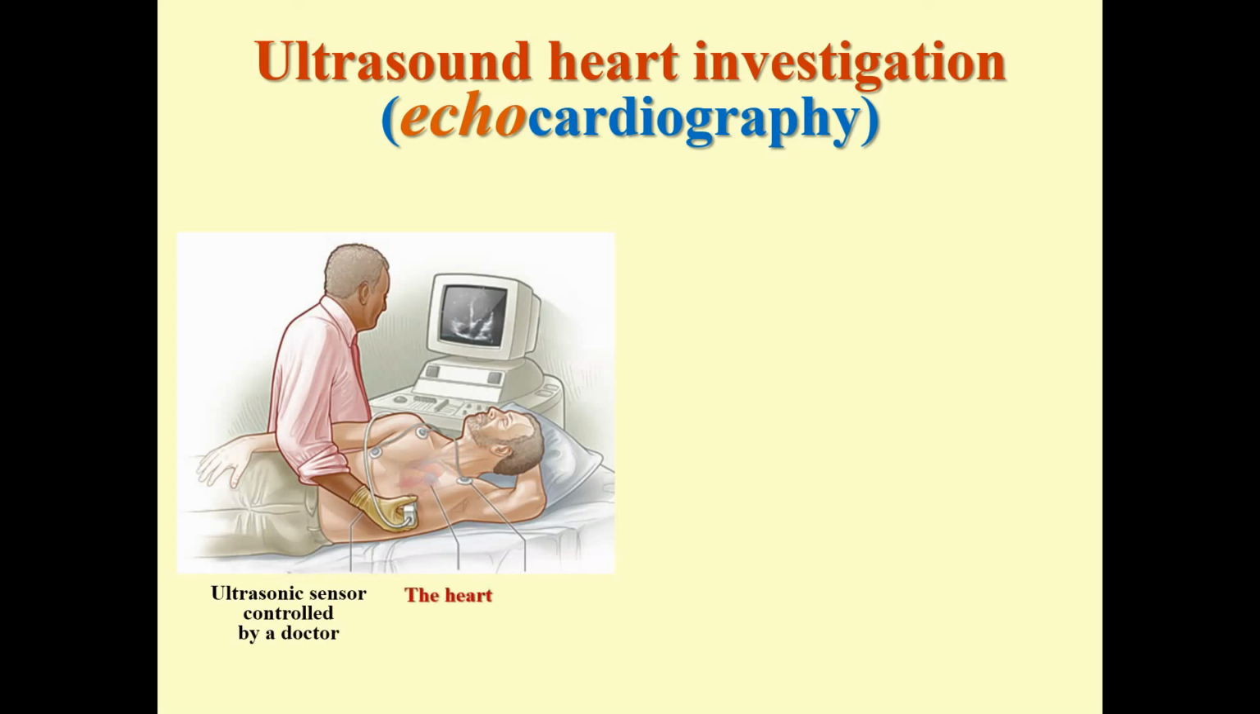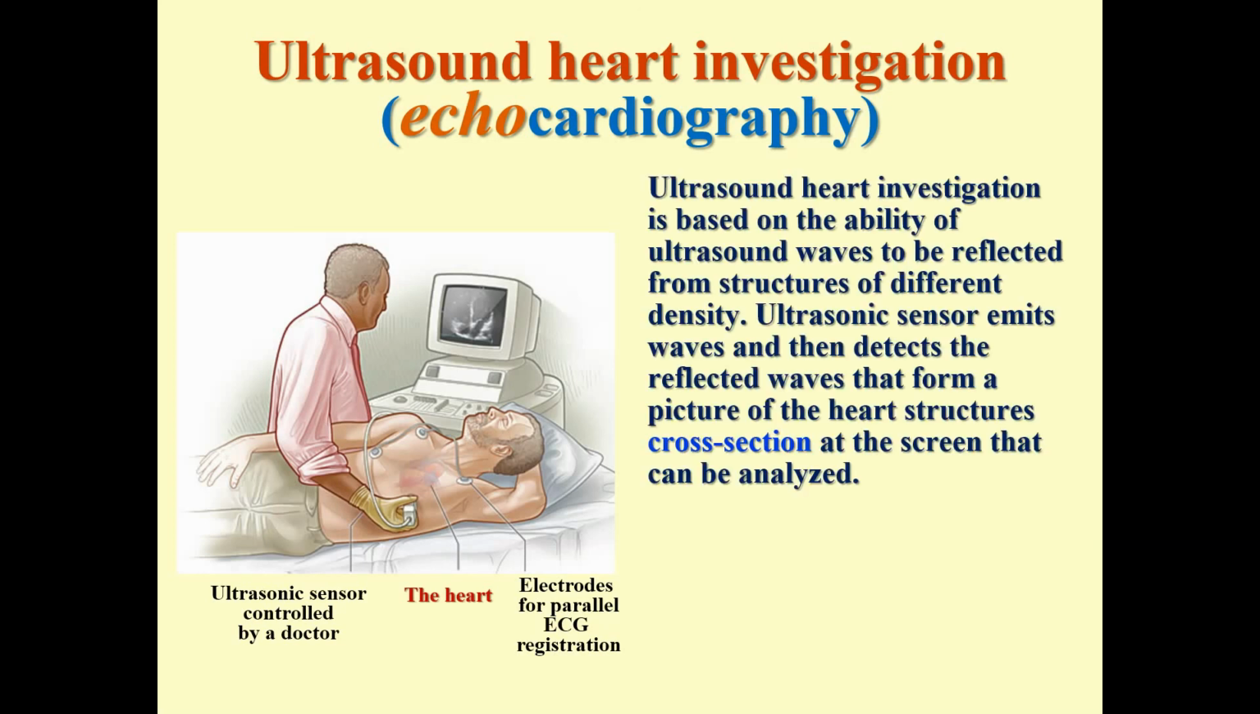Then you see the heart outlines are shown, and also you can observe the electrodes, because a normal heart ultrasound investigation requires in parallel registration of ECG for comparison of timing of different problems. So generally ultrasound is based on different reflection of the ultrasound waves from structures of different density. For example, dense walls of the heart, the interventricular septum, reflect back ultrasound waves, while blood that fills the chambers of the heart does not much, so it looks simply like a dark black area. And lighter areas show the cross section.